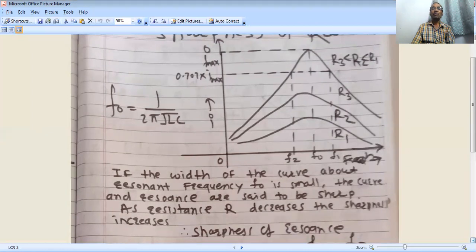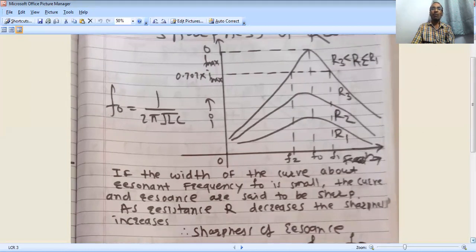Let us suppose the maximum current I max is equal to, suppose, 10 milliampere. This occurs when Z, the impedance in the circuit, is minimum. Then this maximum current, 10 milliampere, is multiplied by 0.707. Then it is equal to, not 10 milliampere, suppose it is 8 milliampere.